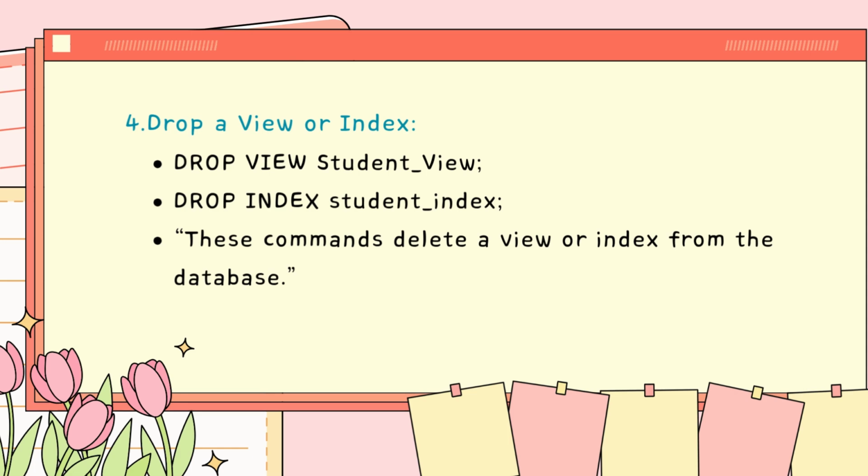Next, an index is used to make searching faster in a table. But sometimes we don't need an index anymore, or maybe it was created by mistake. In that case, we can drop it like this: drop index student_index. This command will delete the index named student_index from the database. So simply put, drop view deletes a saved view, and drop index deletes an index. Both are removed permanently from the database.